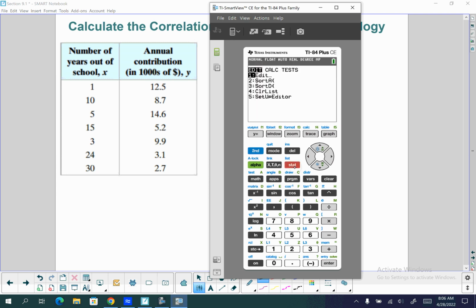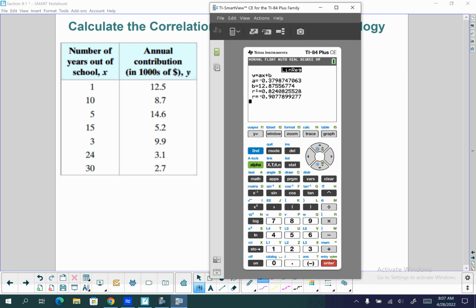Okay, so let's do it one more time. Stat, calc, number 4, enter, enter, enter. And now you should see an R value there. And that's the one that we just calculated at negative 0.9077. It also gives us A and B for the line of best fit. That's going to be in section 9.2. We're going to be calculating that by hand. It's a little foresight to some fun.